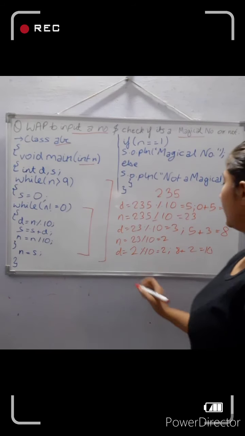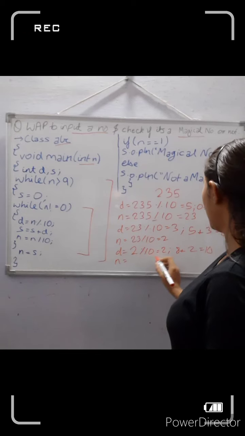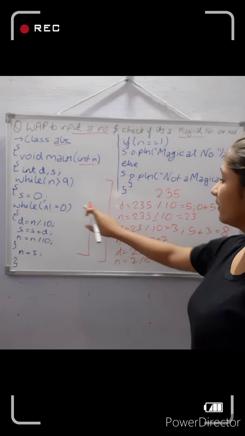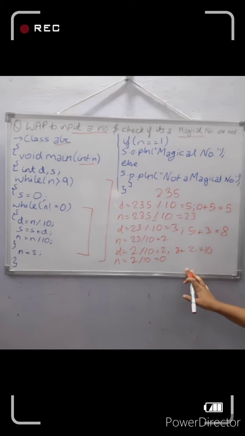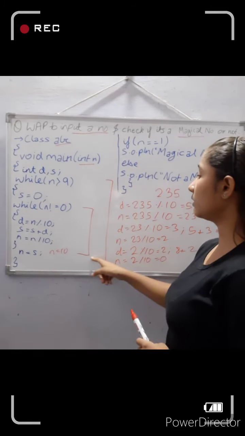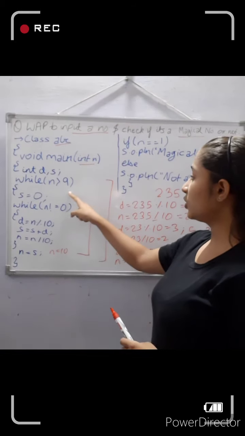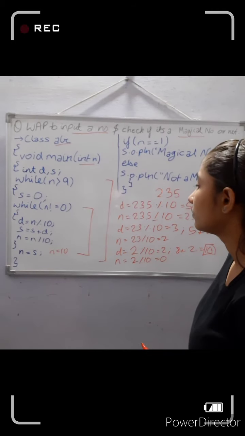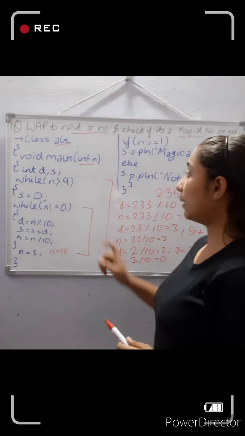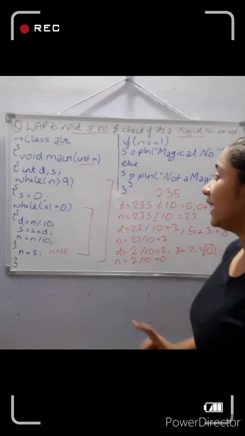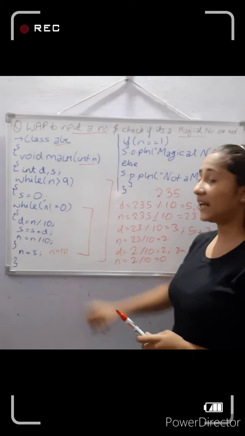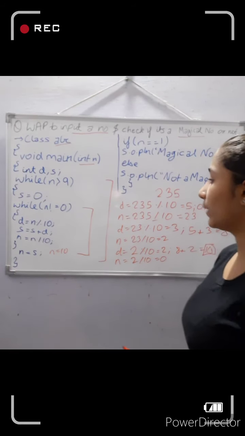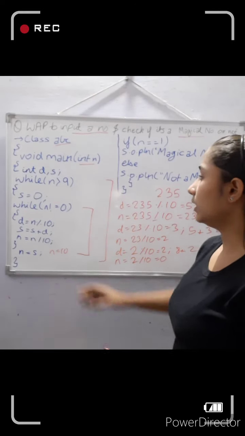Now n is equal to n divided by 10. So n was number 2 divided by 10. We get the quotient 0. So we will stop this while loop over here only. Now, according to this particular while loop, if the value of n is greater than 9, then we are going to continue this while loop. So over here the value is greater than 9, which is equal to 10. So again we are going to run this particular while loop.